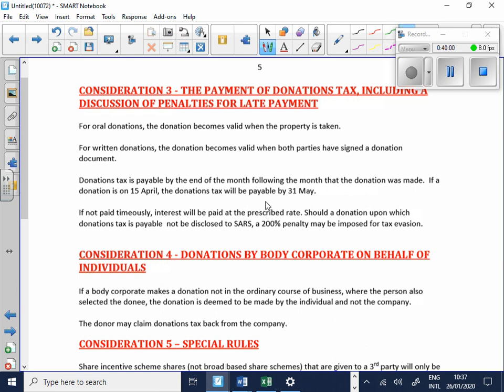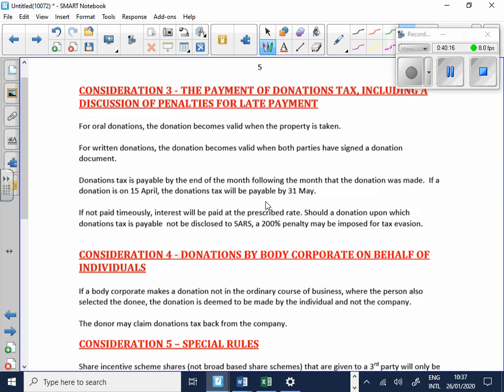Now, in a question, they often tell you that you haven't declared donations tax. So, not only do you need to calculate the donations tax, but what do you also need to do? Pay it late, interest. Guys, comfortable? And if you try to hide it from SARS, it's normally a 200% penalty. Are you guys comfortable with that?